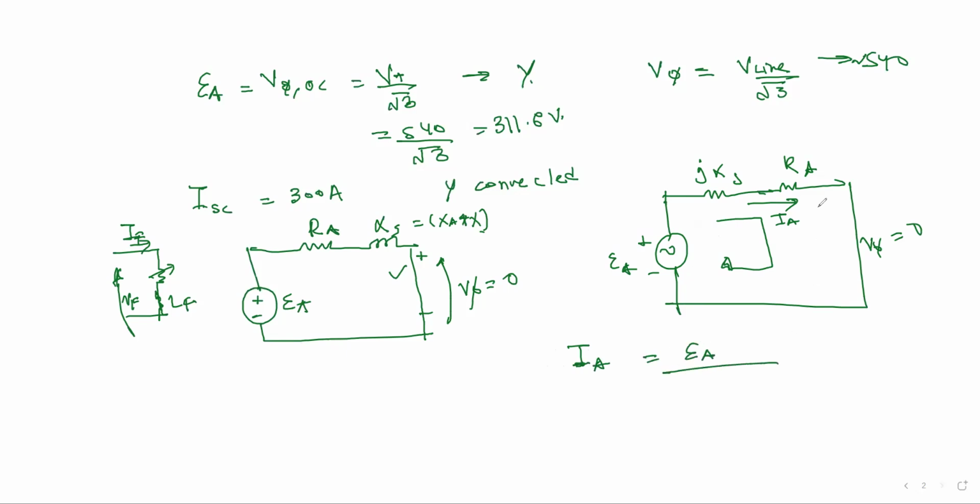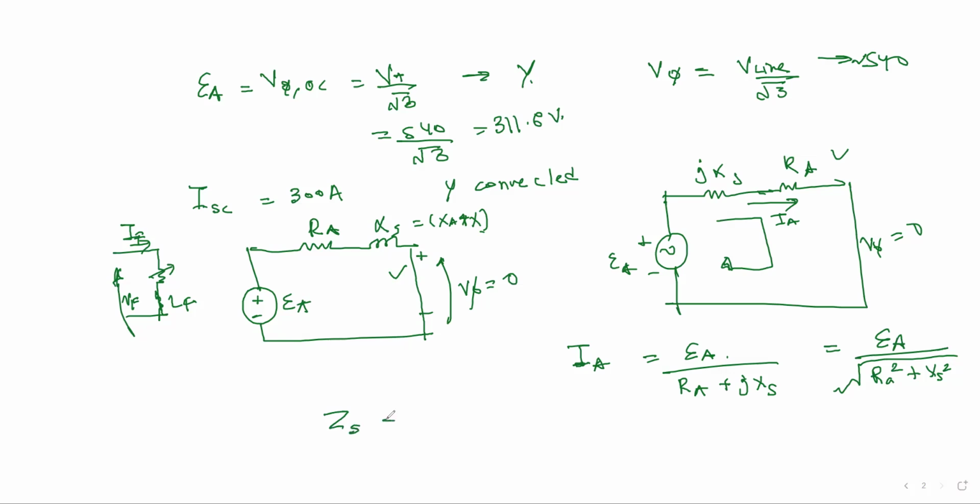divided by a phasor addition, Ra plus j times Xs. In magnitude terms, you can write it as Ea divided by the square root of Ra square plus Xs square. So this would be the magnitude of it, and we are interested in calculating the magnitude.